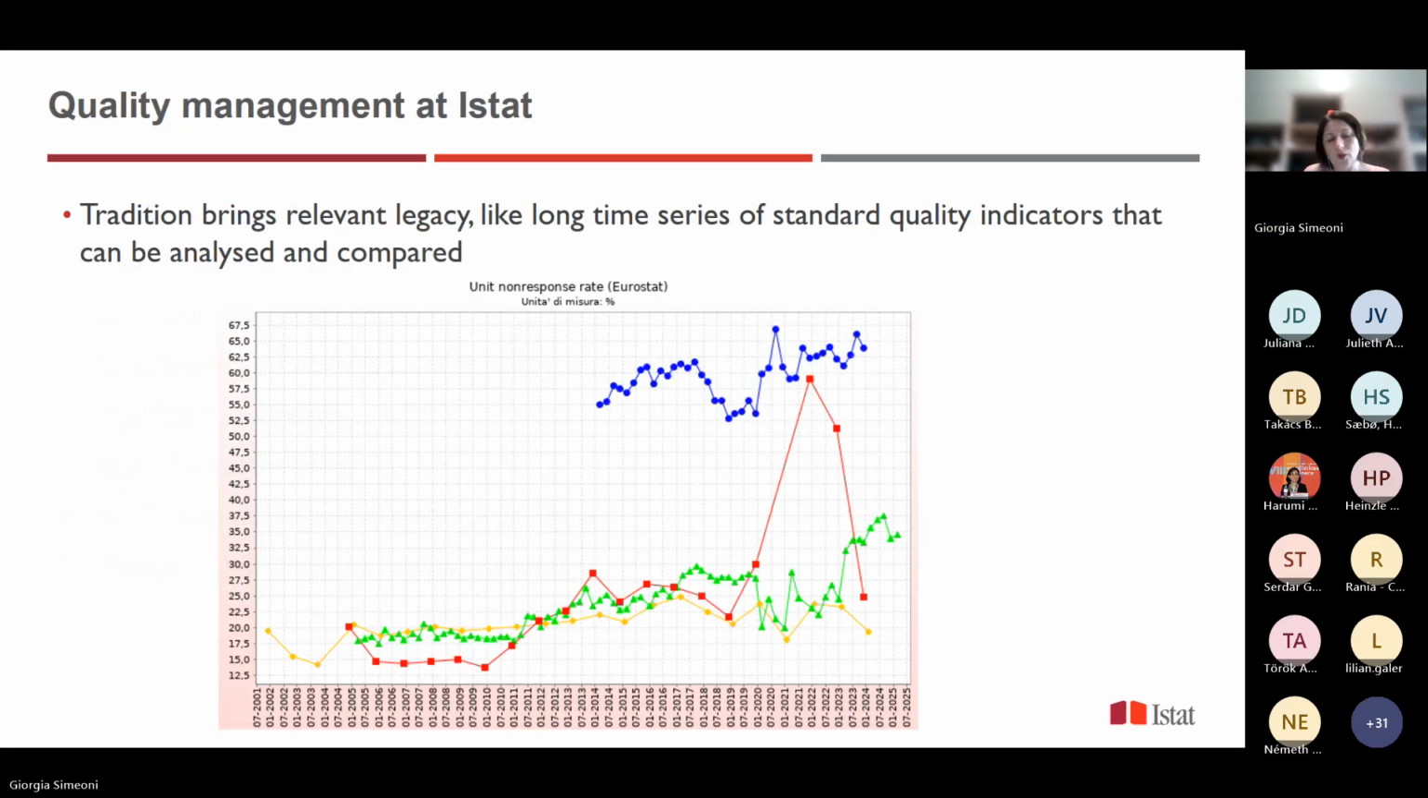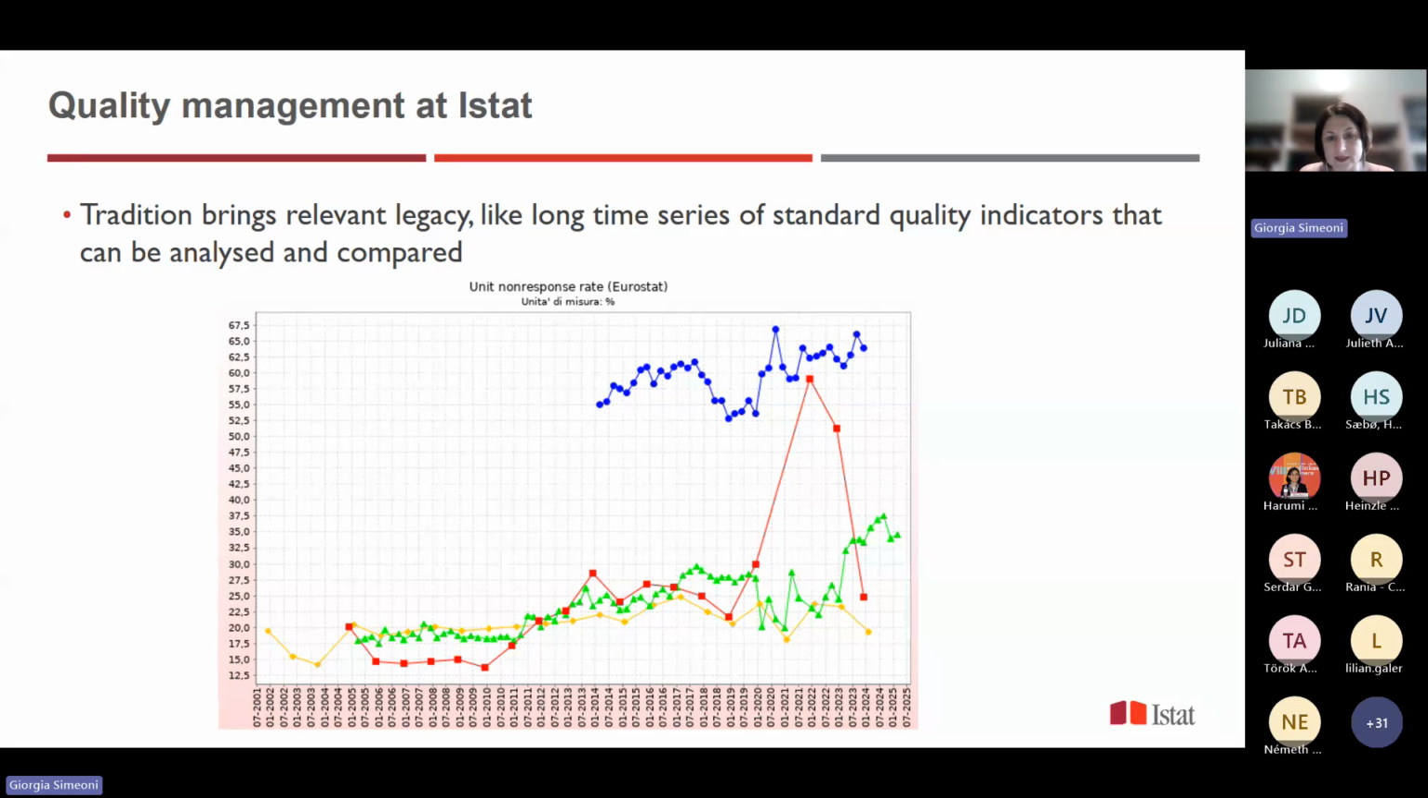But tradition brings a relevant legacy. So we have our metadata system with the long time series of standard quality indicators that we can analyze and compare. This is an example taken this morning of the time series of unit non-response rate from four social surveys.